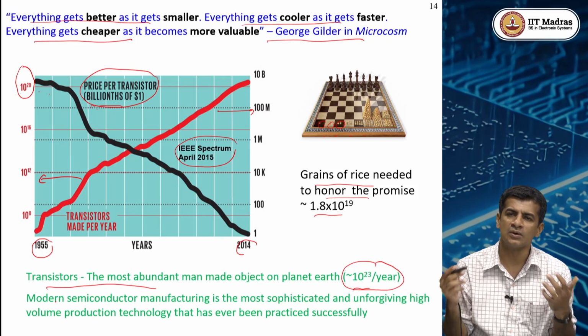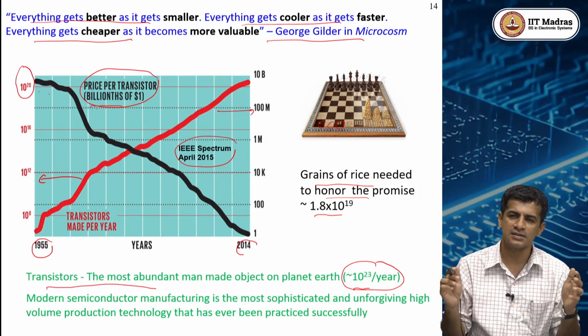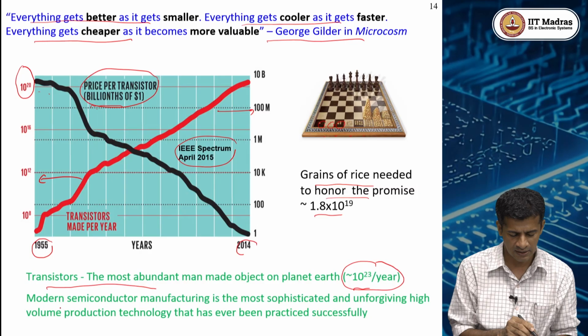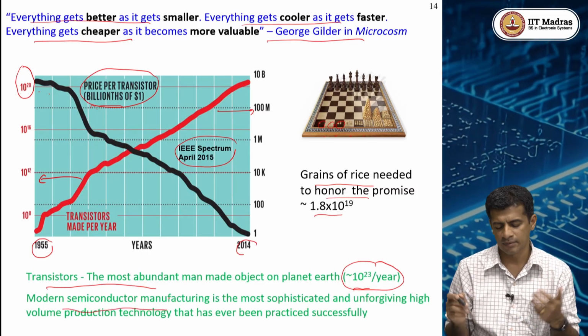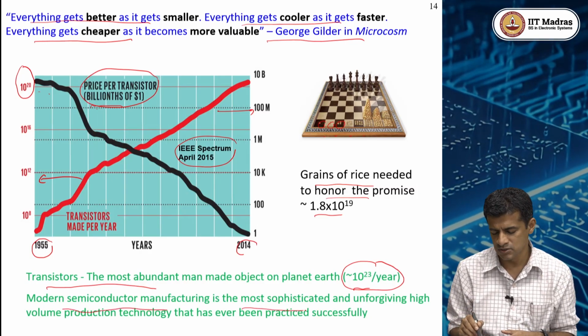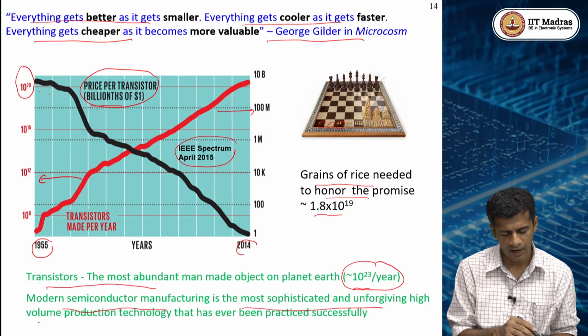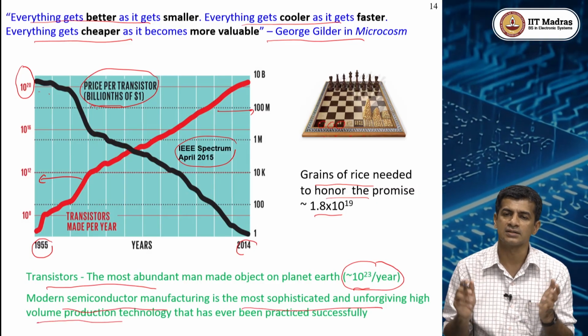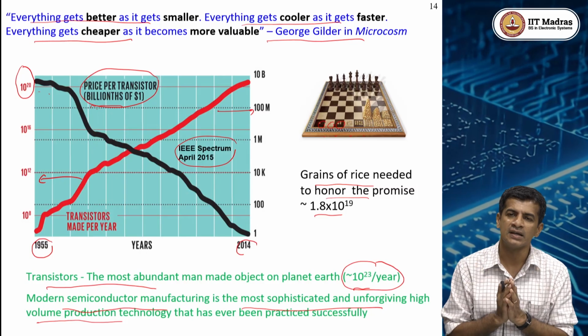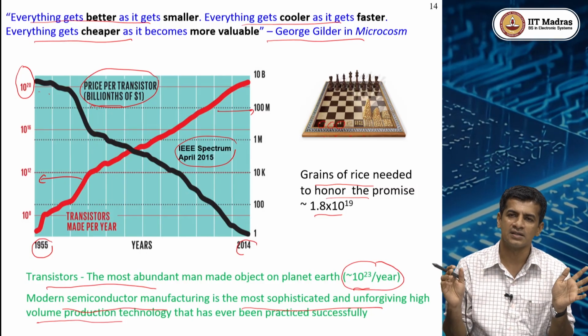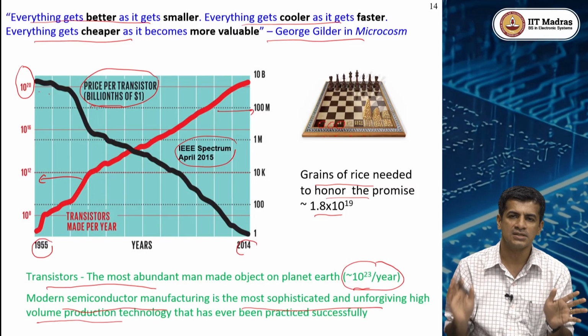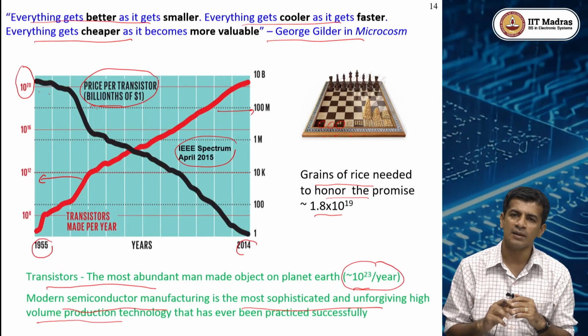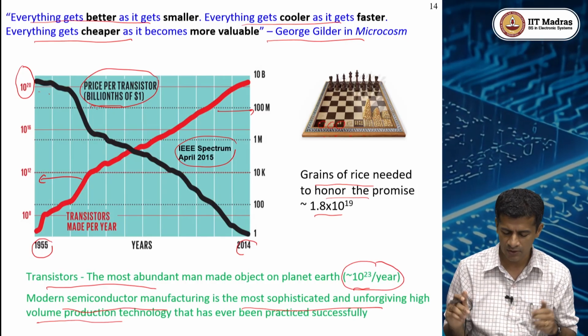The technology to make all these transistors, the modern day chip, is what we call modern semiconductor manufacturing. It is the most sophisticated and unforgiving high volume production technology. You can compare it with any high volume manufacturing; nothing comes closer to semiconductor manufacturing in the amount of precision required.